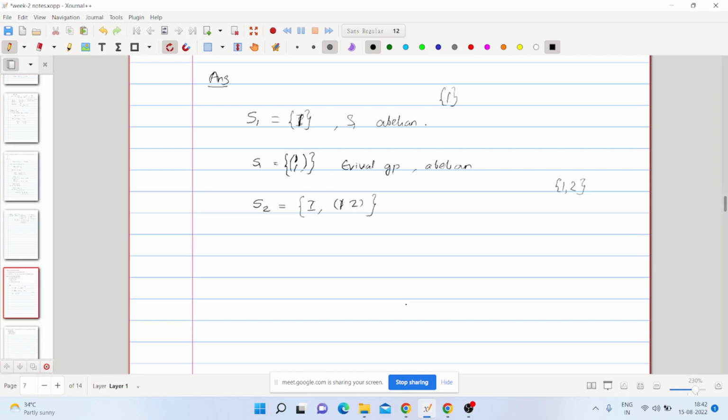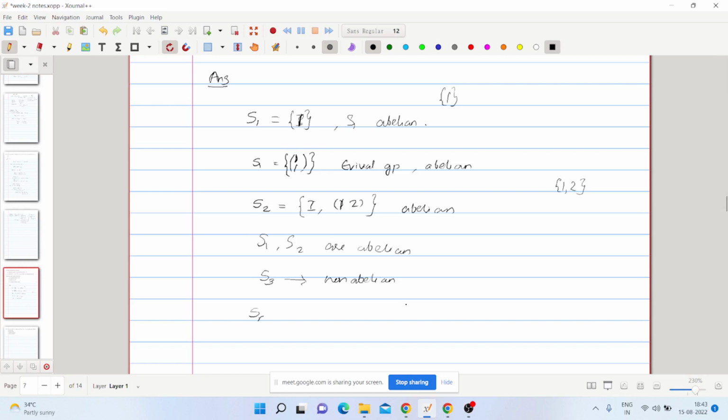Is this abelian or not? Yes, it is also abelian. So what we got is that S1 and S2 are abelian. What about S3? I think you have seen S3 already in class. S3 is non-abelian. You know how S3 is written. You can just check with all elements whether they commute or not. Of course, it is a non-abelian group.